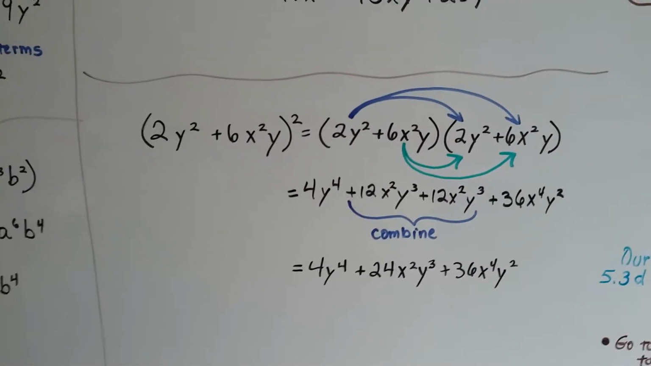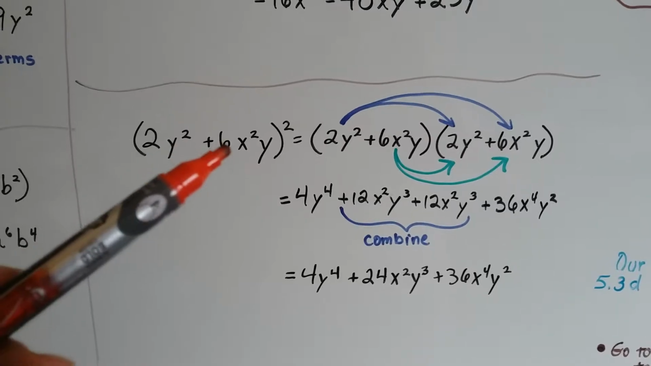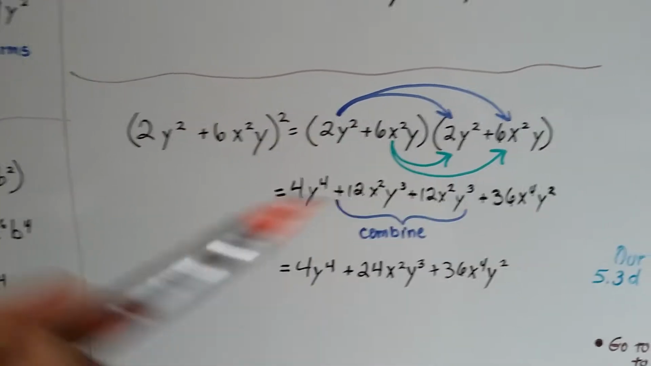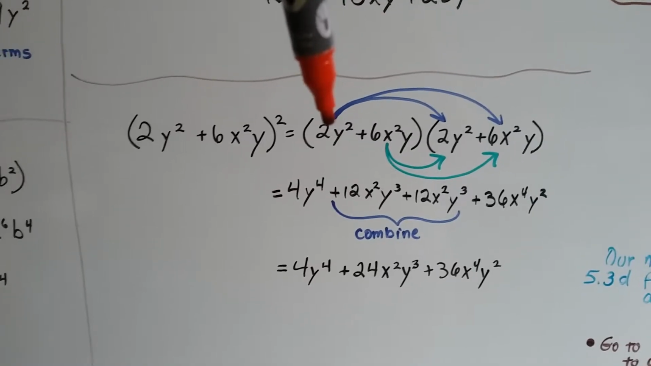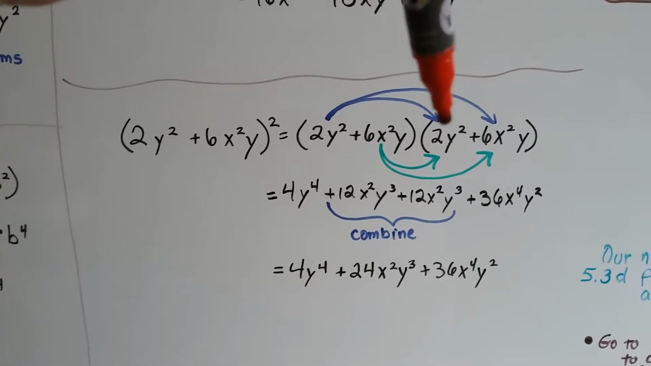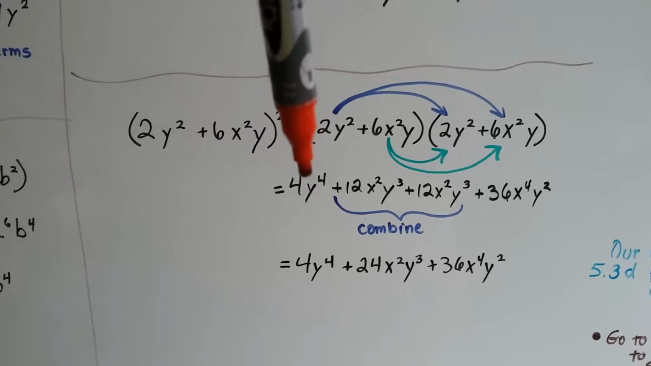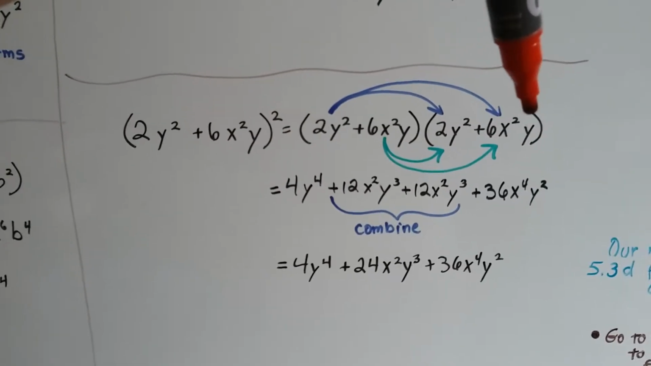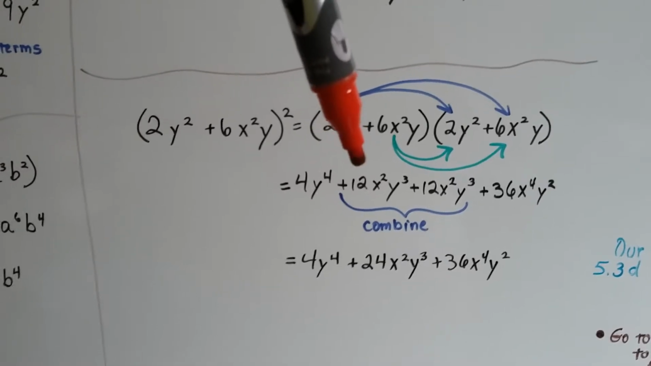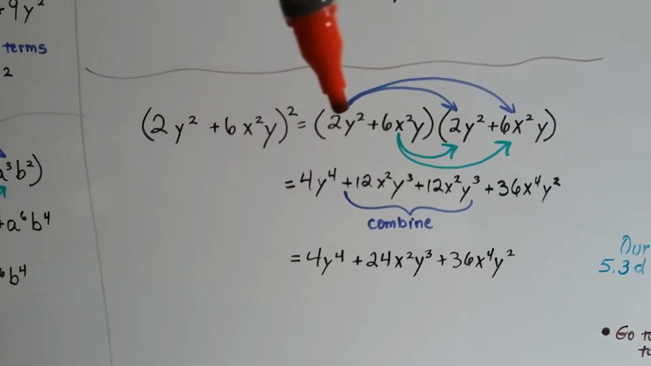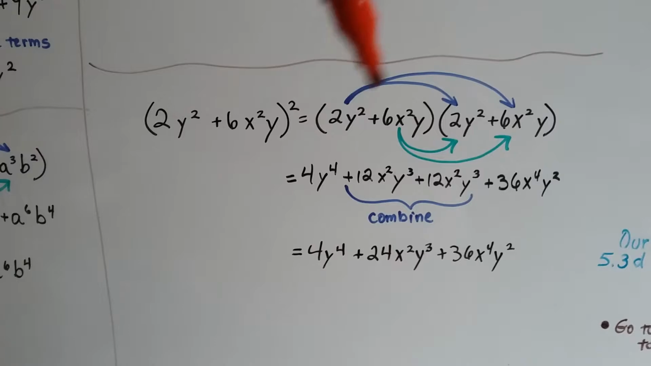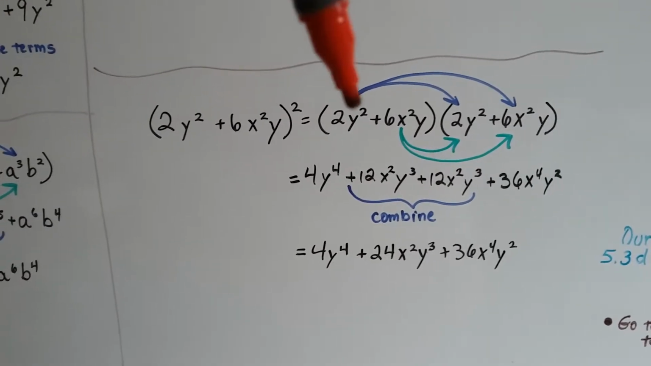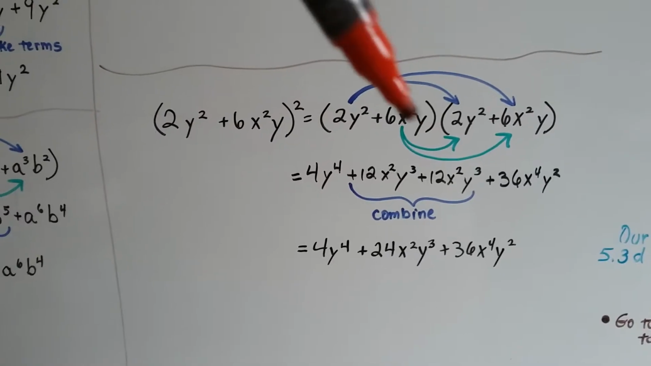Here's another messy looking one. We've got 2y squared plus 6x squared y, and it's a binomial square. We open it up. We're going to FOIL. 2y squared times 2y squared gives us 4y to the fourth. 2y squared times 6x squared y is going to give us a 12x squared y to the third, because there's a 2 here in this y and a 1 here on that y, so we get x squared y to the third. We get another one when we do the inner ones.